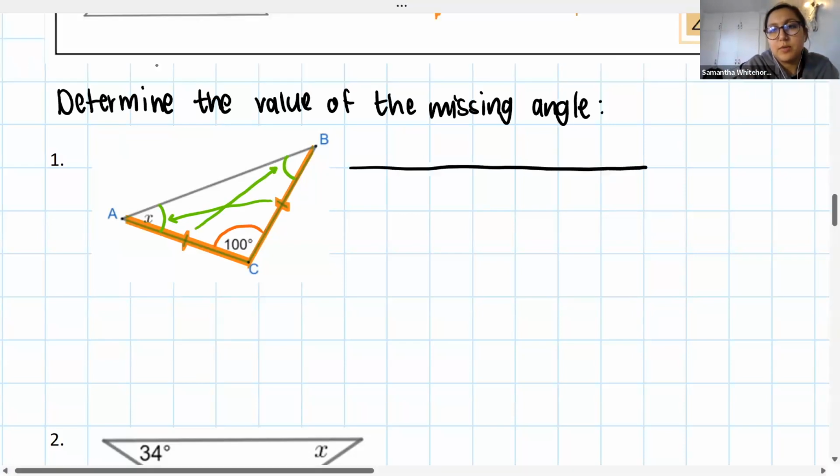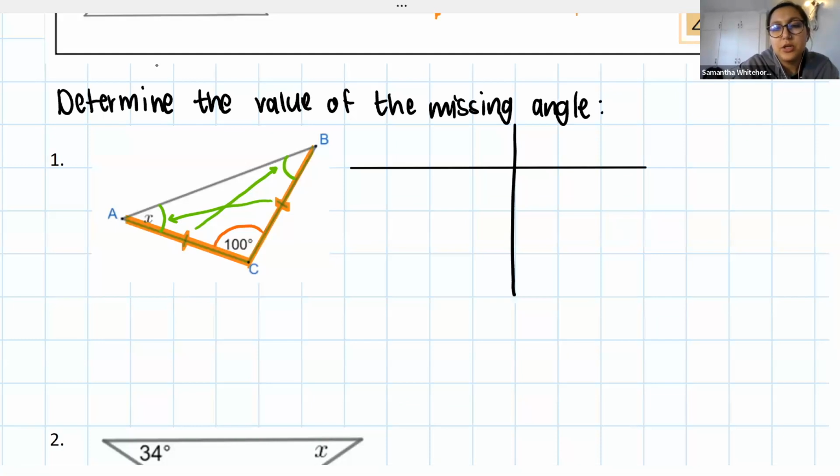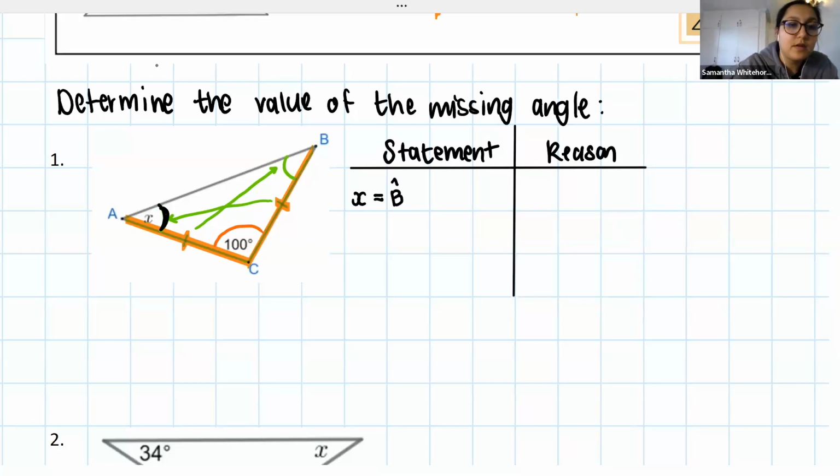Right, so remember, this is geometry. We set up our page to make sure that we remember that we need to give a statement as well as a reason for whatever statement we make. And guys, remember again, if you leave off your reason, you're going to lose marks. Okay, so the first statement that we need to make is the fact that angle A and angle B are equal to each other. So X is equal to angle B, and we know this because we've got angles opposite equal sides.